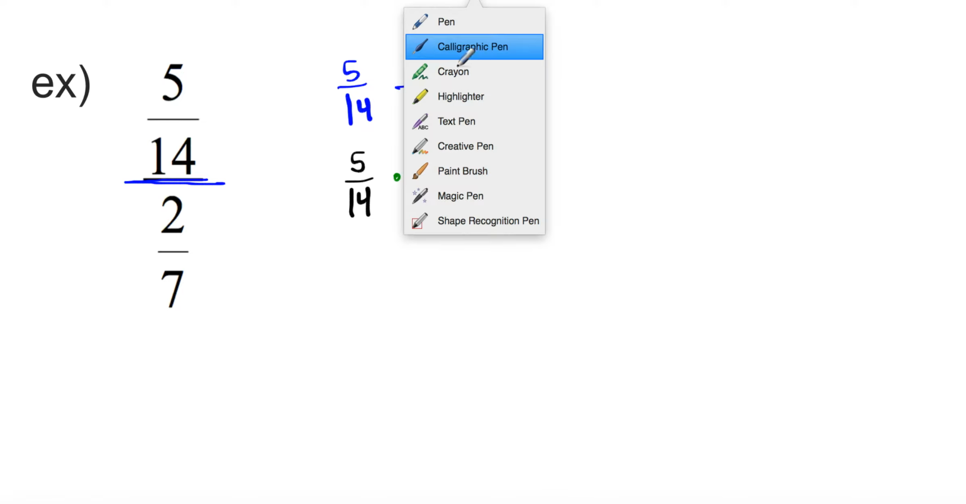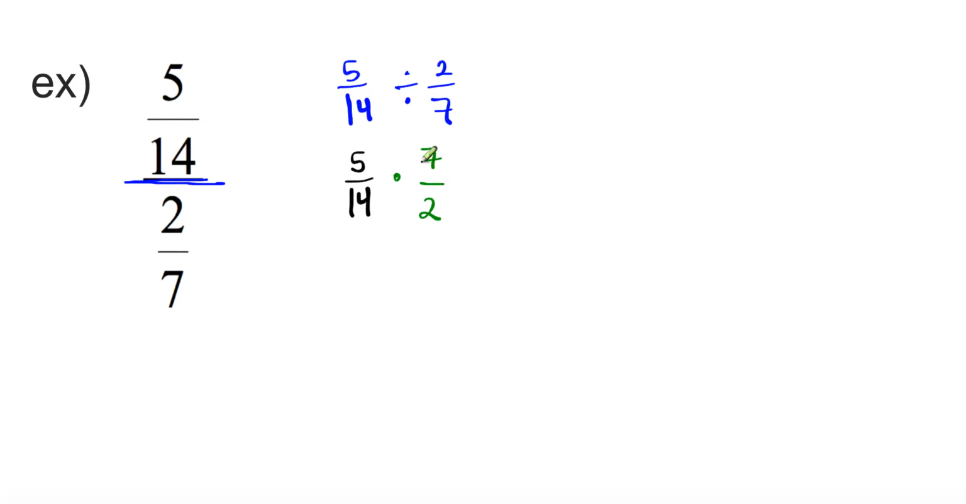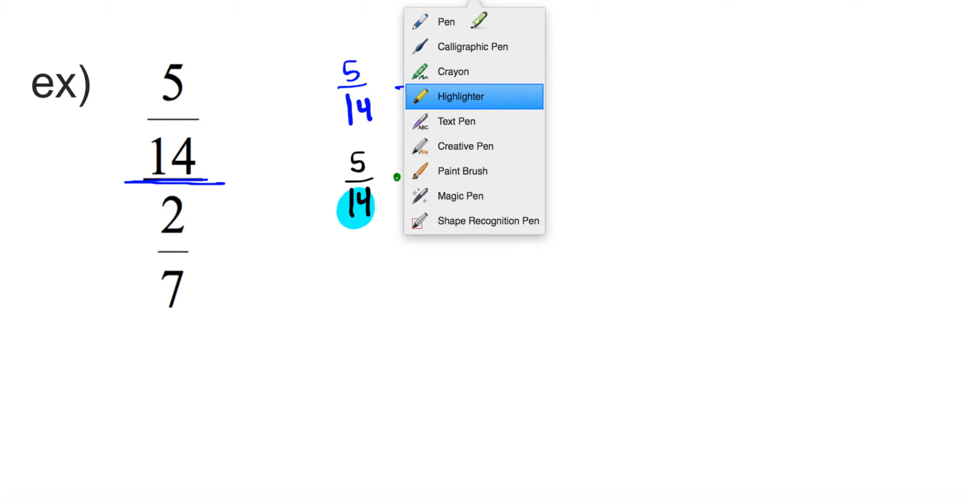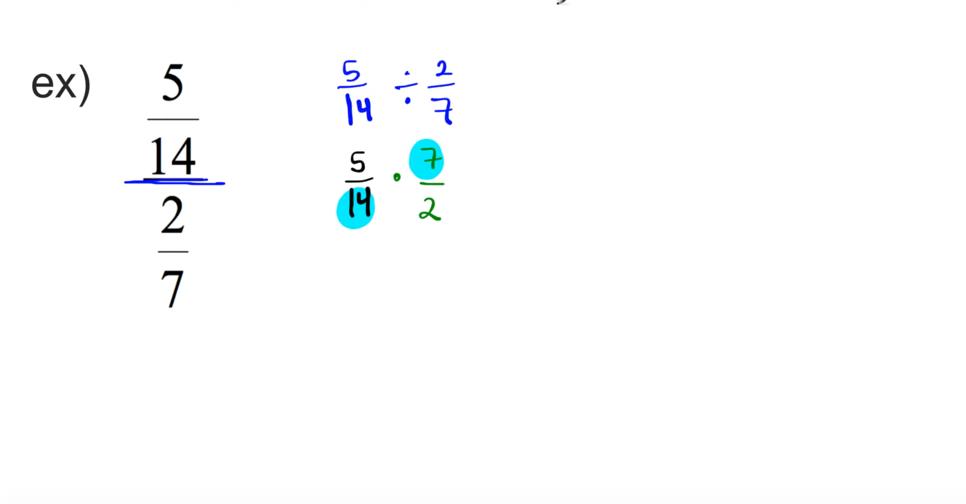Then I notice, well, I've got a 7 in the numerator and I've got a 14 in the denominator, so I can go ahead and simplify before I multiply. 7 goes into 7 one time, and 7 goes into 14 2 times. Multiply across, 5 times 1 is 5, over 2 times 2 is 4. And we'll just leave that improper 5/4.